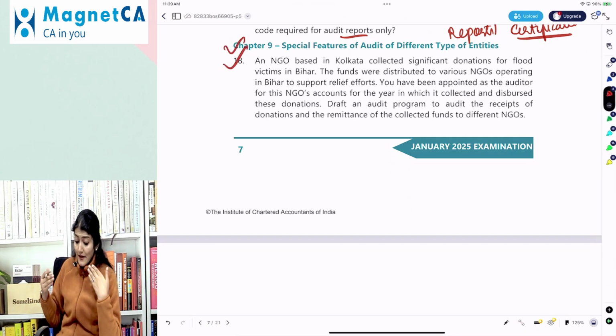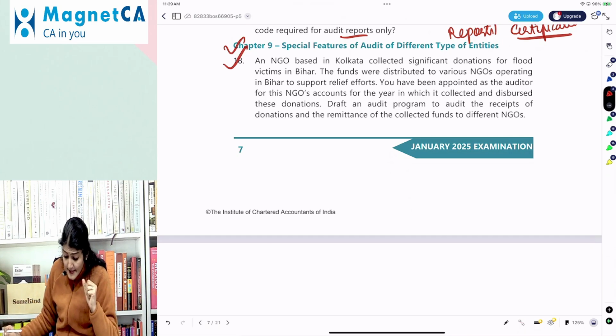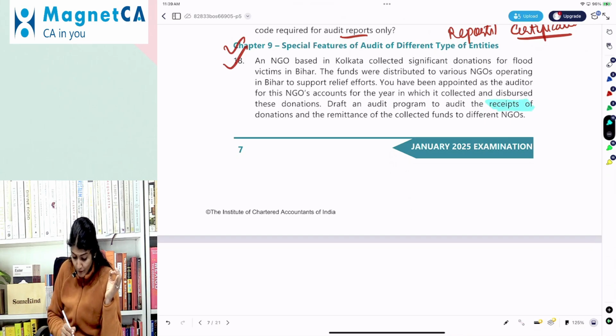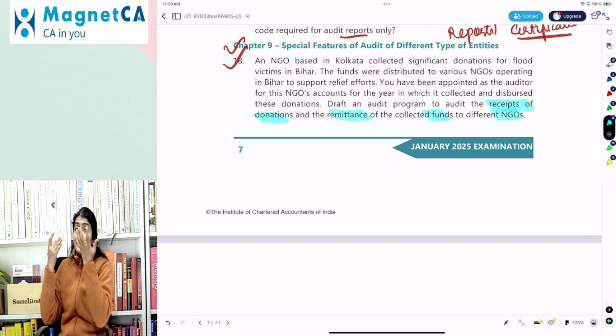Chapter number 9, question number 18. An NGO based in Kolkata collected significant donations for flood victims in Bihar. The funds were distributed to various NGOs operating in Bihar to support the relief efforts. You have been appointed as the auditor for this NGO account for the year in which it is collected and disbursed these donations. Draft an audit program to audit the receipts of donation and the remittance of the collected fund to the different NGO. Right?